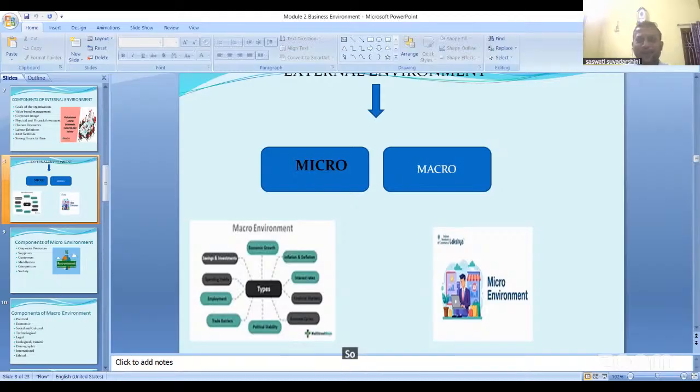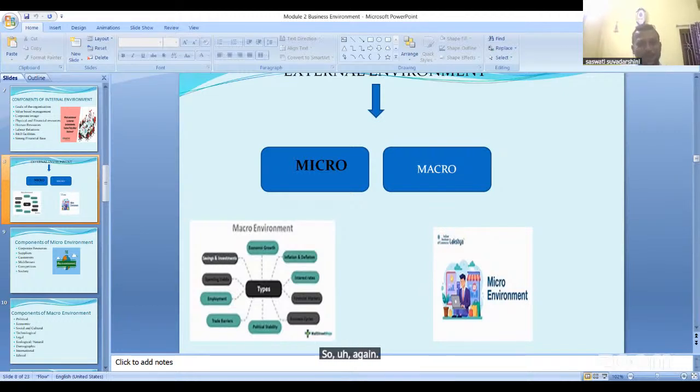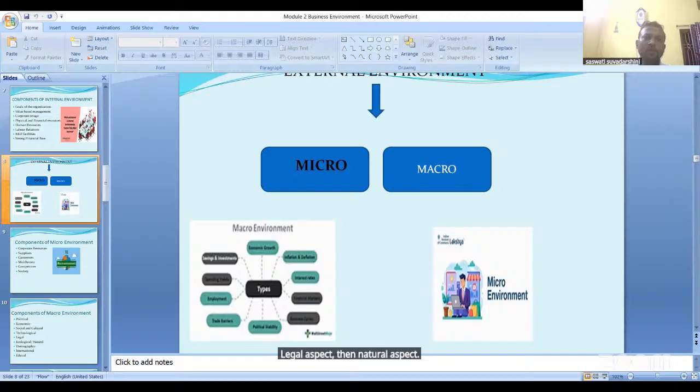Even if you are doing all these things, sometimes your business fails. The reason is nobody knows. After using all these techniques, sometimes your business fails. So again, trust, believe in God, that is also another component. So believe in God, believe in everything. We believe in the quality aspect, political aspect, economical aspect, social aspect, technical aspect, legal aspect, then the natural aspect. That is also ecological.